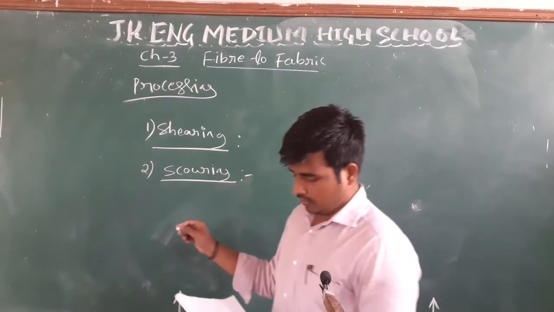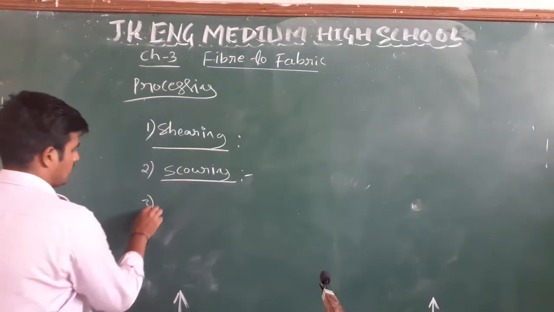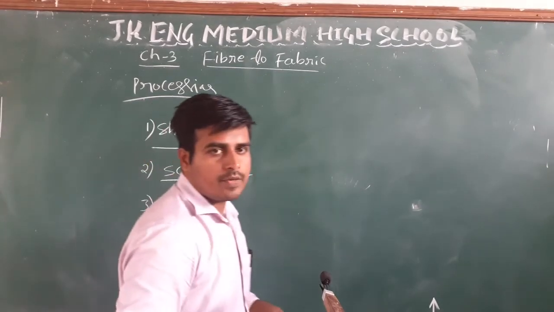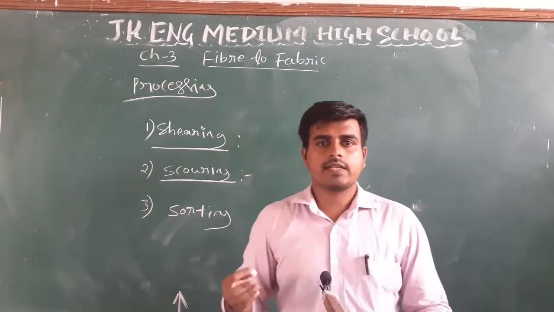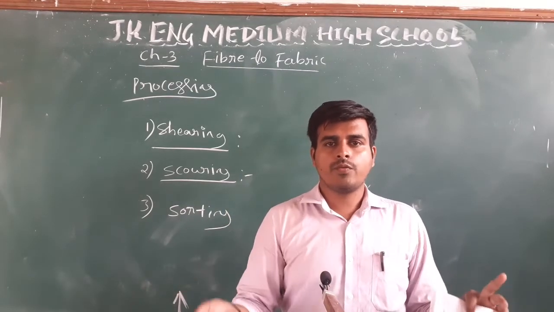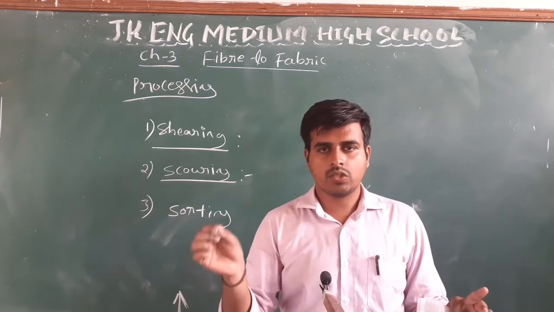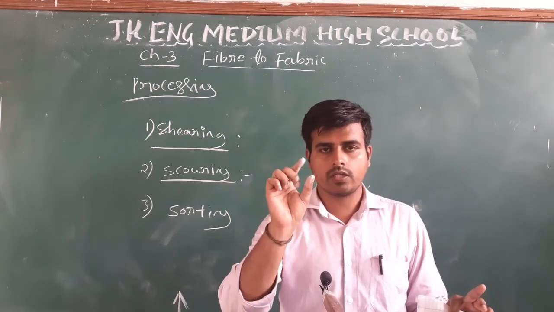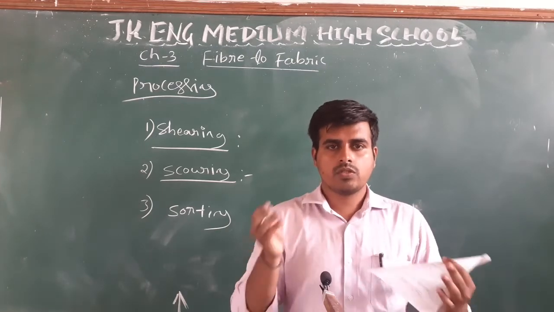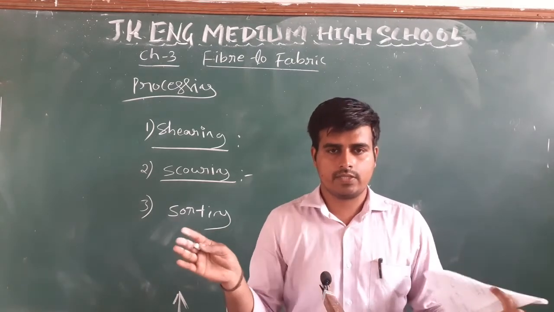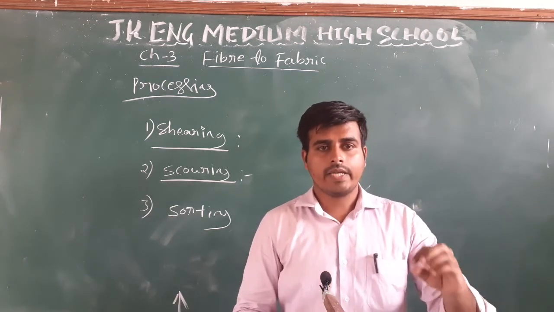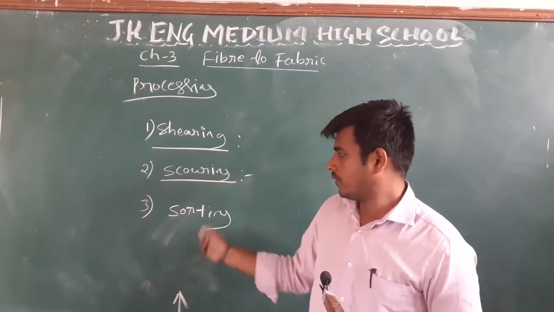Then the third process is sorting. Once you get the fleece from the sheep, the fleece contains hairs of different shapes and textures. A few hairs are long, thick, coarse and strong, and a few hairs are very small and smooth. So separating the different hairs depending upon their smoothness, length and texture is known as sorting. We have to separate them.